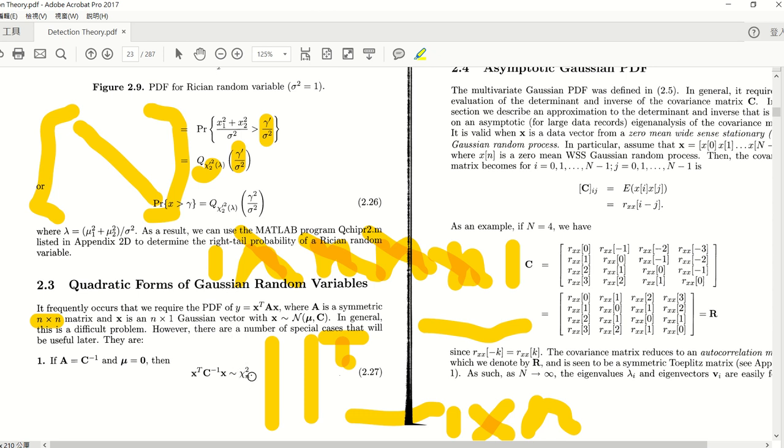This is a chi-square distribution with degree n, meaning that it is in fact a chi-square distribution that is the summation of n IID Gaussian random variables. Recall chi-square. I think I don't have to repeat too many times. It's a summation of squared standard Gaussians.